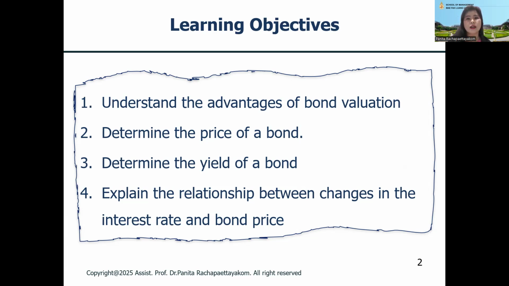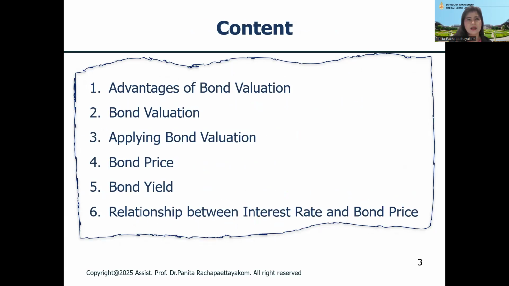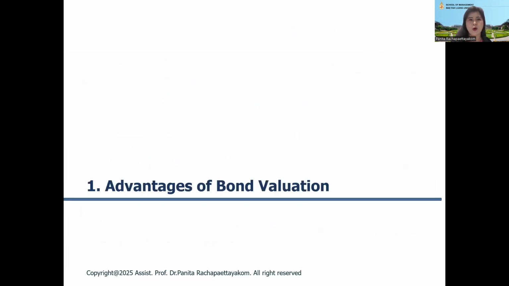So here, the learning objectives bring us to this content. The first one is the advantages of bond valuation. The second one is bond valuation. The third one is applying bond valuation. The fourth one, number four, is bond price. Number 5 is bond yield. And the last one is the relationship between interest rate and bond price. So shall we start with the first one, the advantages of bond valuation.